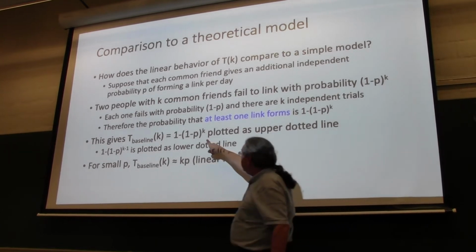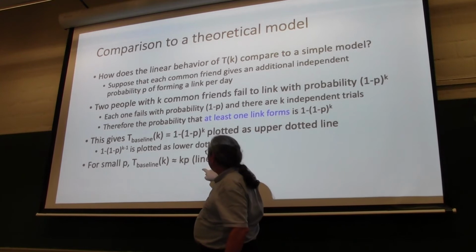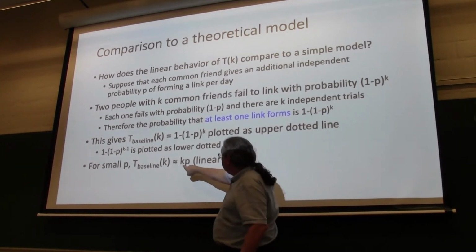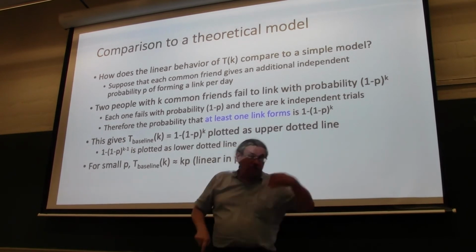So you can plot this, and you can actually approximate it. For very small p, this is just k times p. Each p gives you an extra thing.